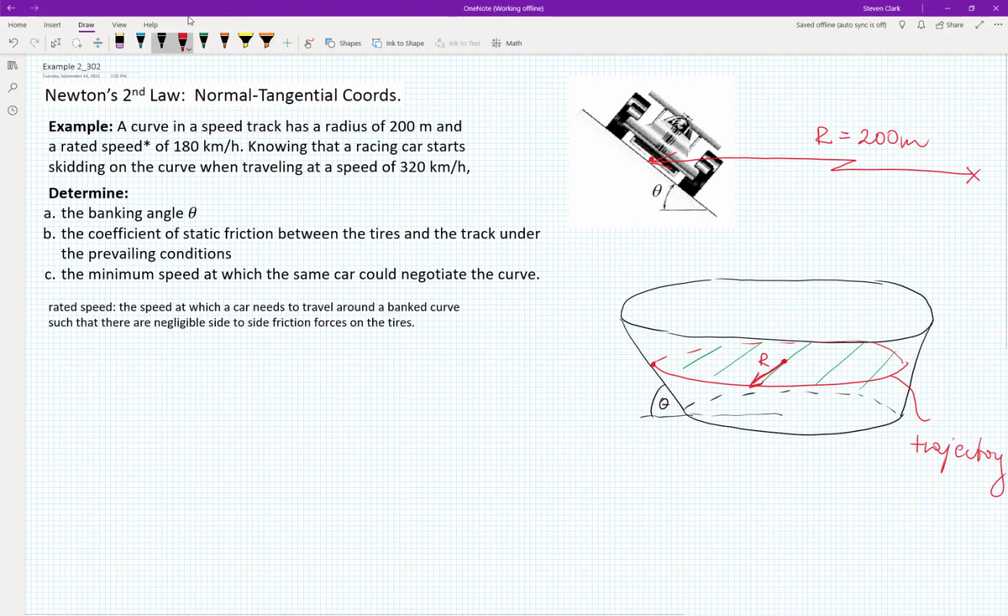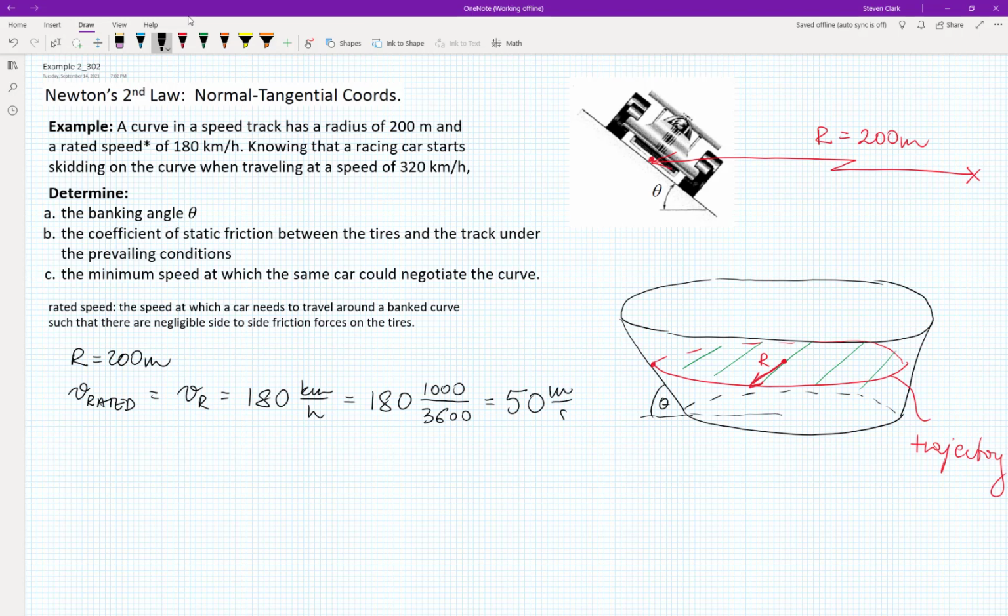Okay, so what do we know? We know that our radius is 200. We also know that our V rated, or VR, just to save some ink, will be 180 kilometers per hour. Let's bring it to meters per second, because this is a more physical value. I multiply it by 1000 and divide it by 3600 seconds, and I end up with 50 meters per second.